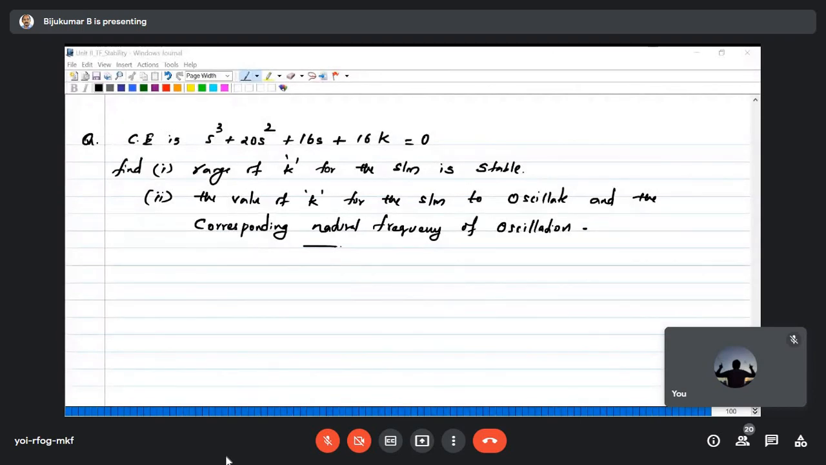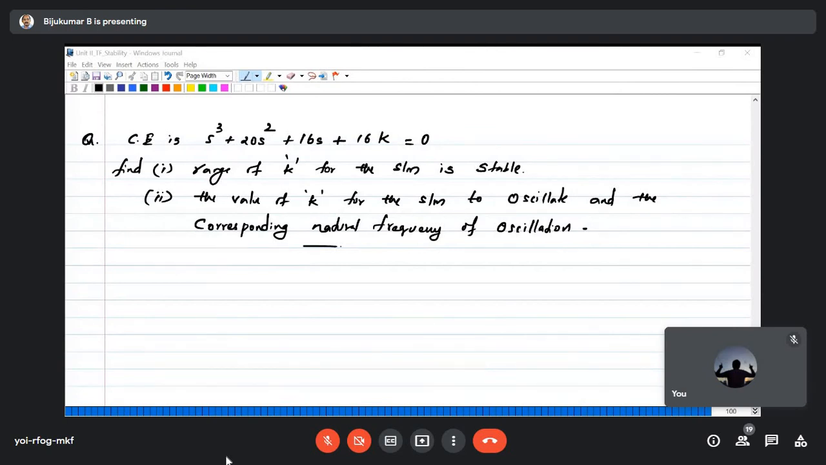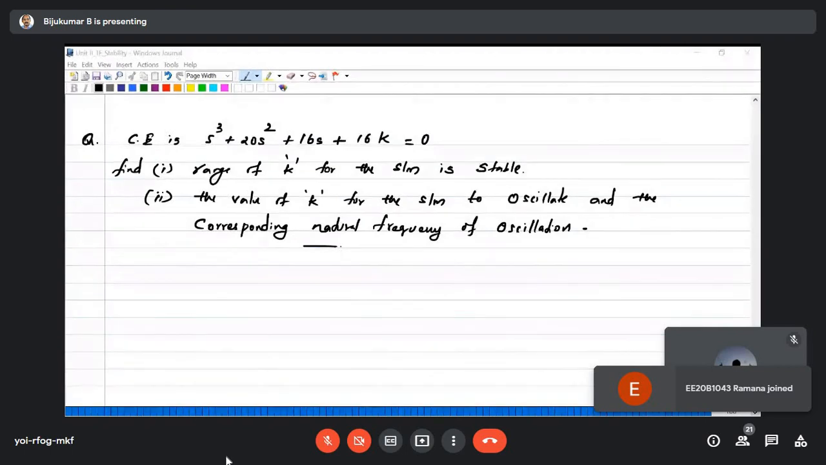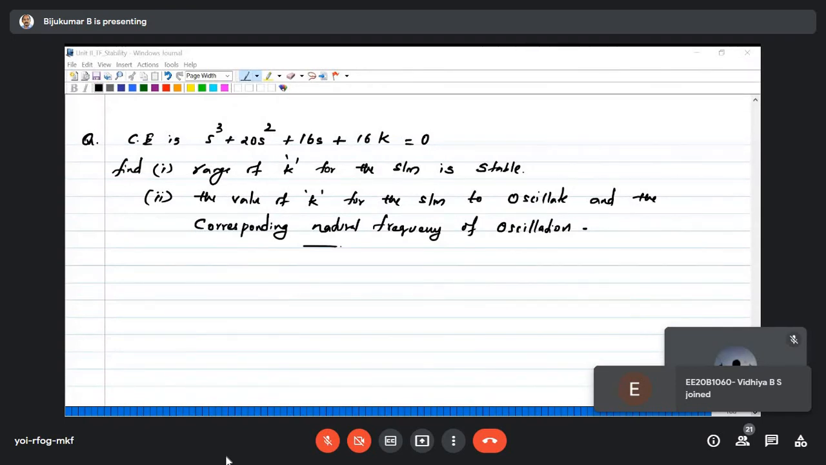So you tell me, what is the frequency of oscillation? 4 rad per second. How did you arrive at that? In the s squared row, it will be plus or minus j omega n. After finding that value of s, the frequency will be 4. Like 20 s squared plus 16 into 20 equals 0. Okay, fine. So the system has 2 poles on the j omega axis, right?